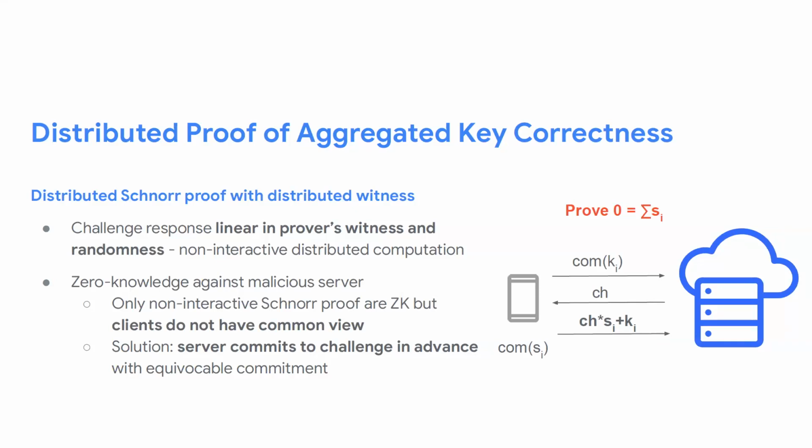In order to protect against a malicious server, the tricky thing is that you need to provide also the zero knowledge. And in these protocols, the zero knowledge comes only when we have the non-interactive version. In order to get to the non-interactive version, you need to assume that all the clients have the same view, but this is not the case, right? The clients don't have the same view. They see different messages. So we had to go around this with a technique that has the server commit to its challenge before any inputs are sent, and use some kind of equivocal commitment for that.